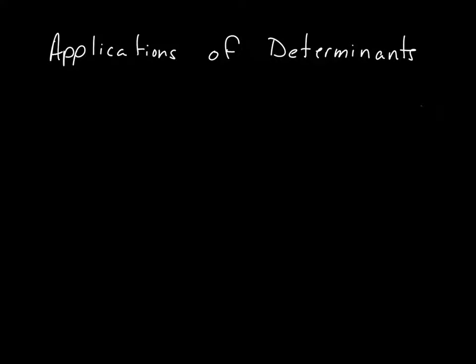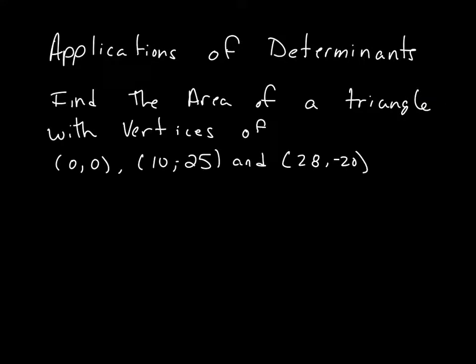All right, so here we're going to talk about 3 different applications for using determinants. The first one is for the area of a triangle. If you're given the vertices of a triangle, let's go ahead and label all of the different pieces. My first point is x1 and y1, my second point we're going to label x2 and y2, and my third point would be x3 and y3.